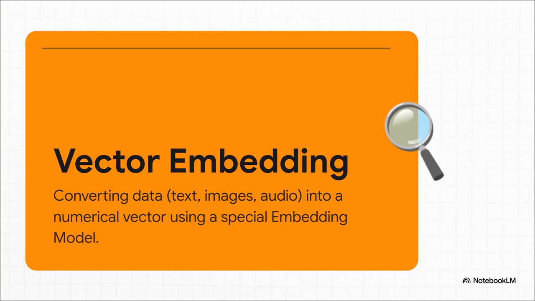This whole process has a name. It's called vector embedding. Basically, you use a special kind of AI model that acts like a universal translator. You can feed it pretty much anything, a block of text, an image, even a song, and it converts it into that numerical fingerprint we talked about, a vector. And that vector is what captures the core essence, the meaning of the original data in a language that computers can actually understand and compare.